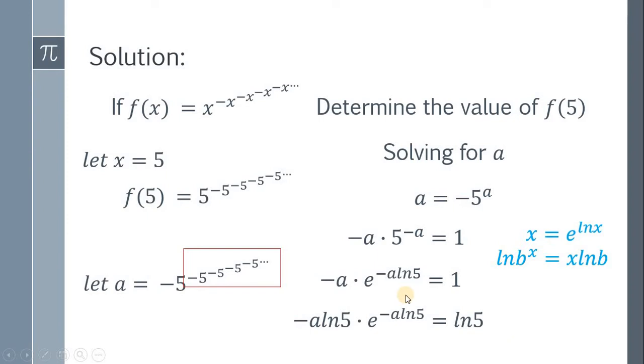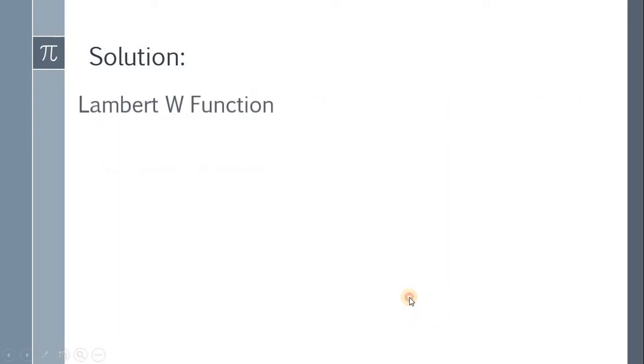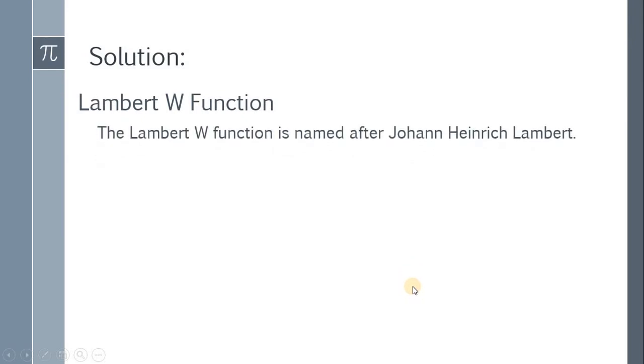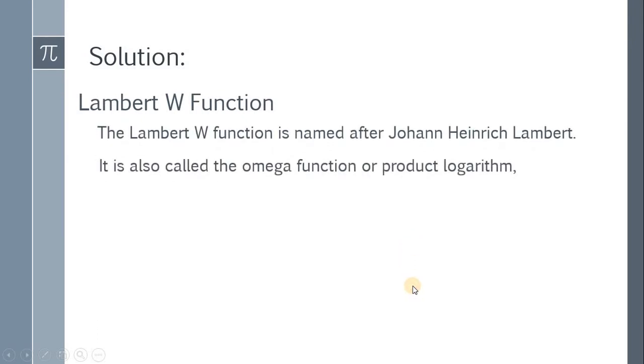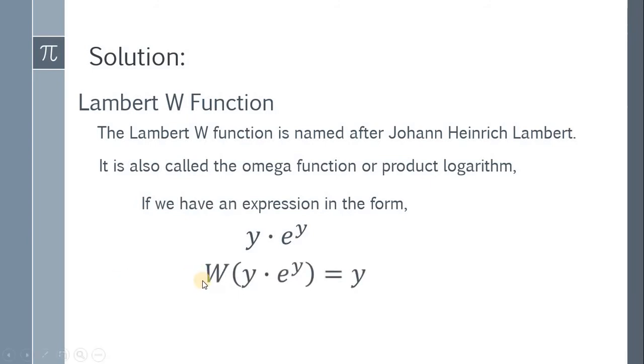Next step is using the Lambert W function. Now, what is the Lambert W function? It is named after Johann Heinrich Lambert. It is also called the omega function or product logarithm. If we have an expression in the form y times e raised to y, and we take the Lambert W function of this expression, W of y times e raised to y, this will give us the value of y. Let's apply it to our equation from earlier.